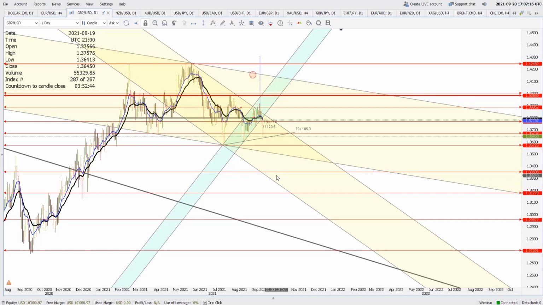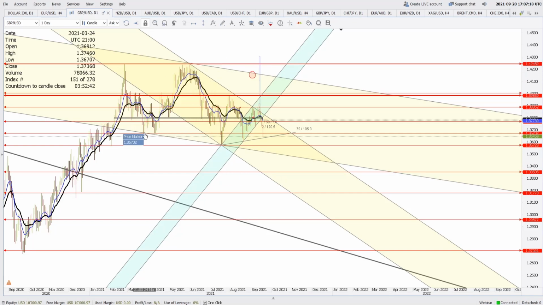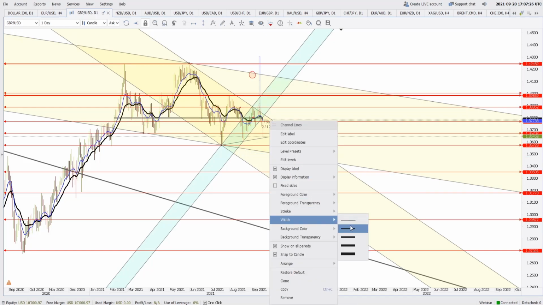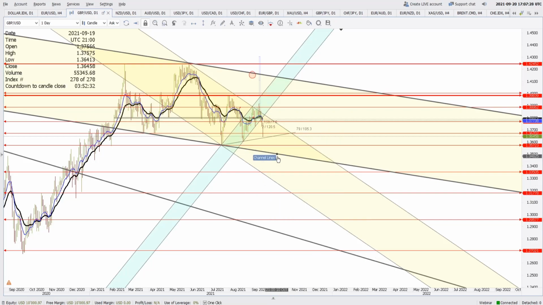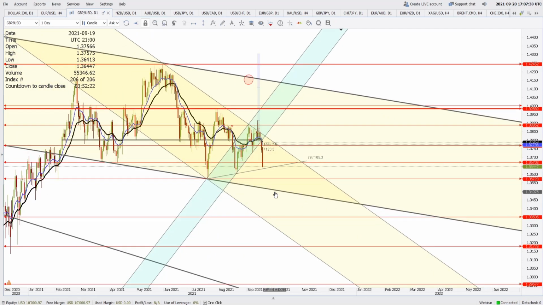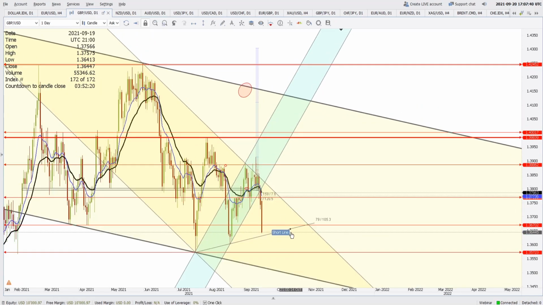So let us see what happens. But also notice that this channel that we have drawn here has a dynamic support. I just want to increase the width of this so that we can be sure which rectangle we are talking about. So this rectangle here can be a good support for the price in the coming time. Let us see how it unfolds in the future. But right now 1.3670 is the resistance. This line can offer some support, and after that the support is at around 1.3572, which is the horizontal support.